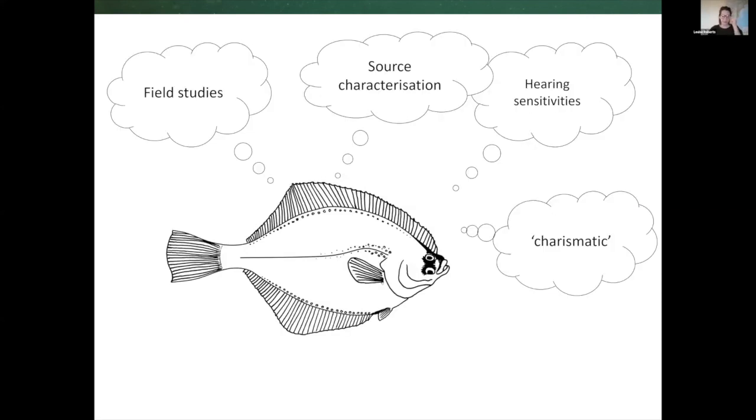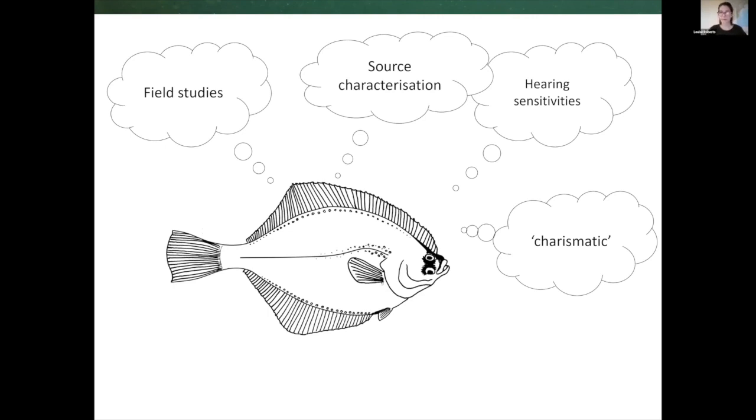However, there are some more challenges to consider, many of these to do with the fact that it's logistically challenging to study these species in the wild, and so many studies are undertaken in laboratory tanks. This is problematic for two reasons. The first is that the acoustics within laboratory tanks are not representative of open water. And secondly, the behavior of animals, of course, will vary within a laboratory tank as well.